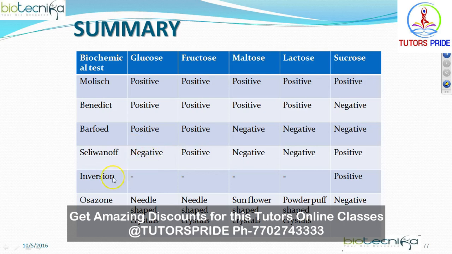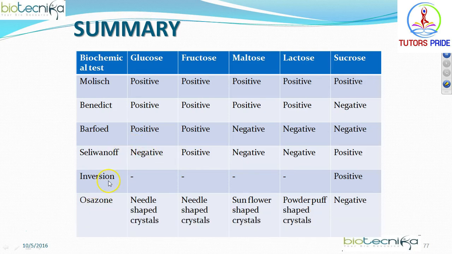Okay, now as you can see, the inversion test is positive for only sucrose. So for sucrose, one more confirmation test is there, the inversion test. Okay, Osazone test, what is that? Osazone test will come negative for sucrose; for others it will show some crystals. For sucrose there will be no formation of crystals.